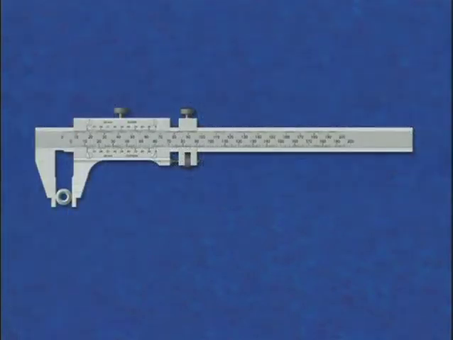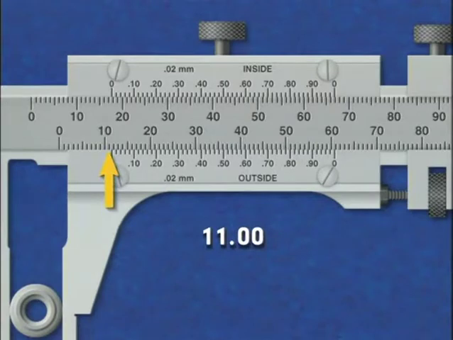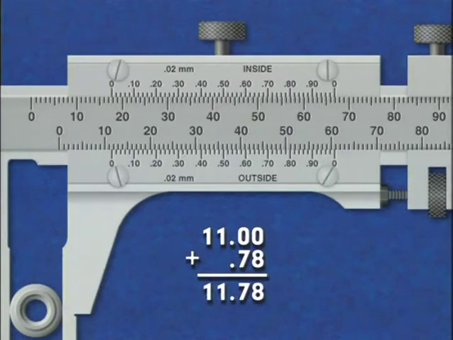To read the vernier caliper, first indicate the number of millimeters that are between the 0 on the stationary bar and the 0 on the vernier plate. Then, locate where the graduation on the vernier plate exactly coincides with the graduation on the stationary bar, and reading off of the vernier plate, note that number's value in hundredths of a millimeter. Add the vernier plate reading to the number of millimeters counted on the stationary bar for the final measurement.